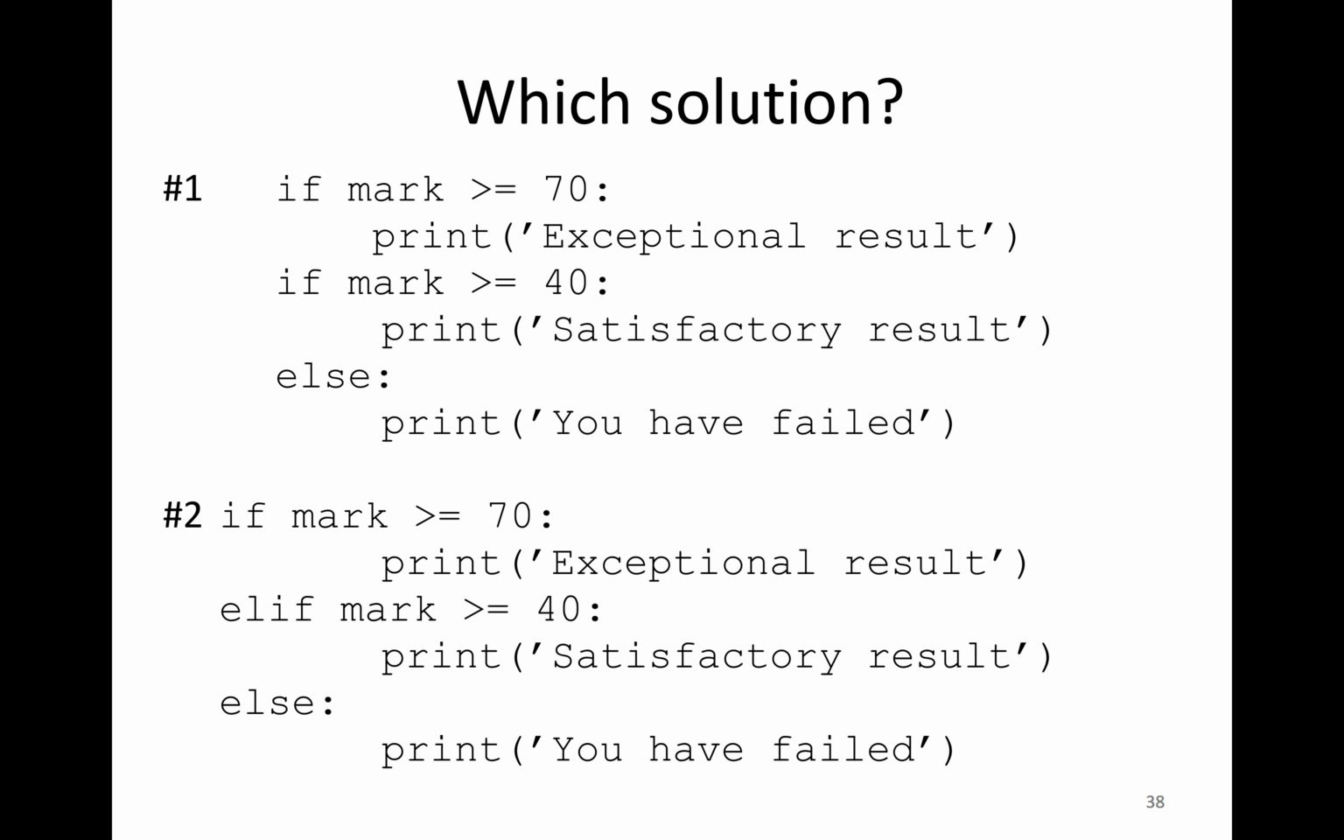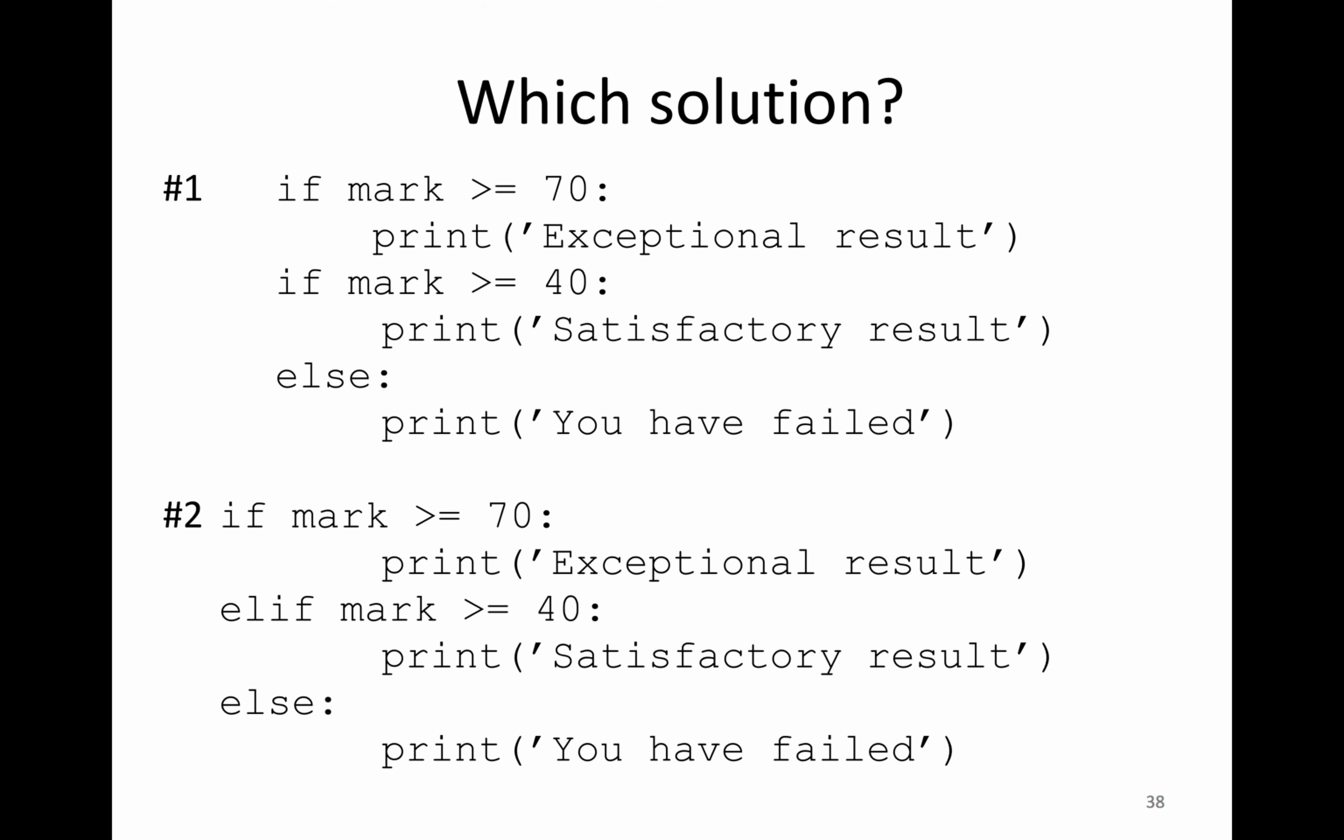So for the upper bound, if mark is greater than or equal to 70, print exceptional results. That is a very bright student. If mark is greater than or equal to 40, print satisfactory results, else you have failed. And another solution: if mark is greater than or equal to 70, you print exceptional results. Then you have the elif. Else if mark is greater than or equal to 40, you print satisfactory results.